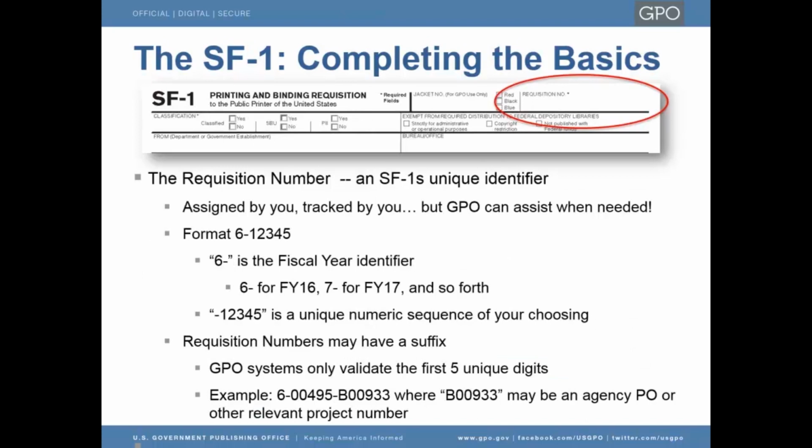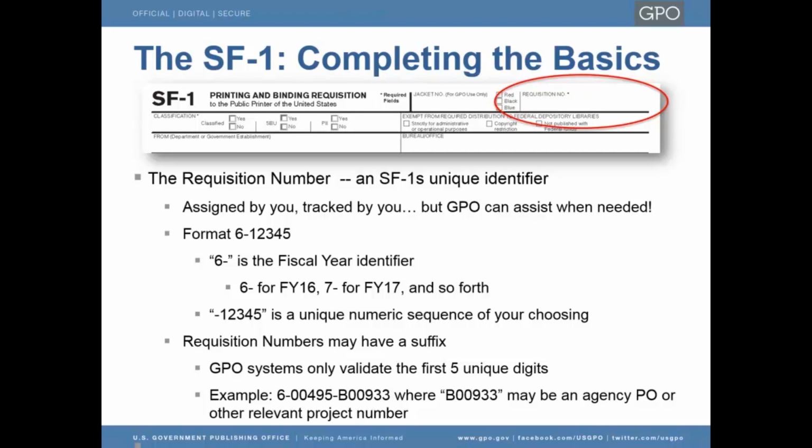We will now move on to adding your order information to the SF1. First up, the requisition number. The rec number is a unique identifier that is assigned to the order by you, the customer, for tracking and billing purposes. The first numeral must be the fiscal year identifier, 6 for FY16, 7 for FY17, and so forth. The fiscal year identifier allows for quick reference and identification of what fiscal year the order was placed in.